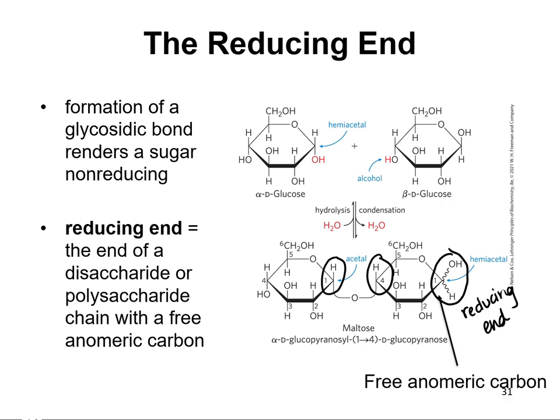So if you have a free anomeric carbon, meaning the carbon that is connected to the oxygen within the ring, when you go to that first carbon, that's going to be the anomeric carbon. If it's not involved in any kind of linkage, then it is a reducing sugar. So that's the reducing end of this disaccharide.